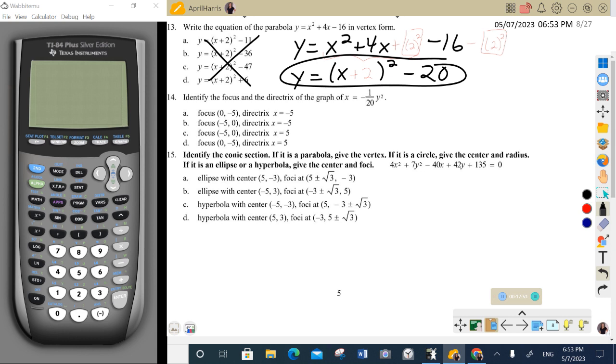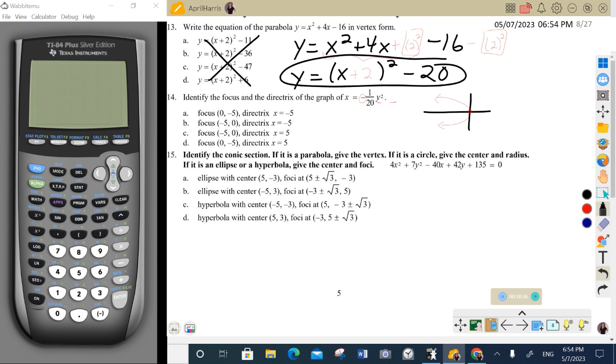Number 14, a little confusing. It says identify the focus and directrix of the graph of x equals. Well, first of all, if it's x equals, the parabola is either going to open right or left. Since the leader is negative, it's going to open left. Okay, also, we know that for this parabola the vertex is at 0, 0, because nothing is added to the y, nothing is out here. So we got a vertex at 0, 0, and it's opening to the left.